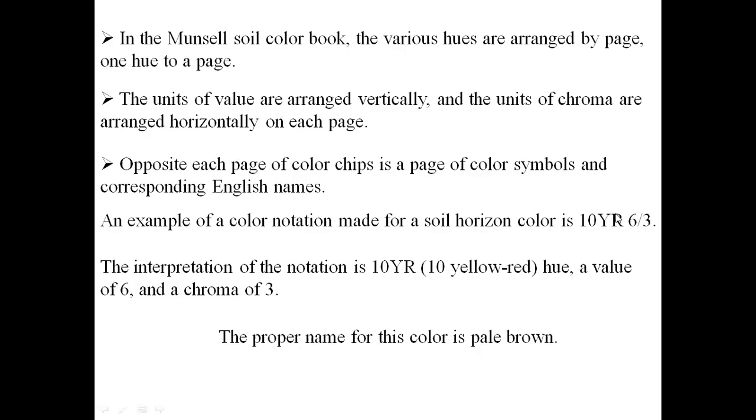Best example, students, generally you will write like this: 10YR 6/3. This is the notation we give. How should we interpret it? 10YR, yellow red, indicates the hue. The 6 after it is the value, and 3 is the chroma. Everyone knows this, even basic students. The proper name for this is pale brown.